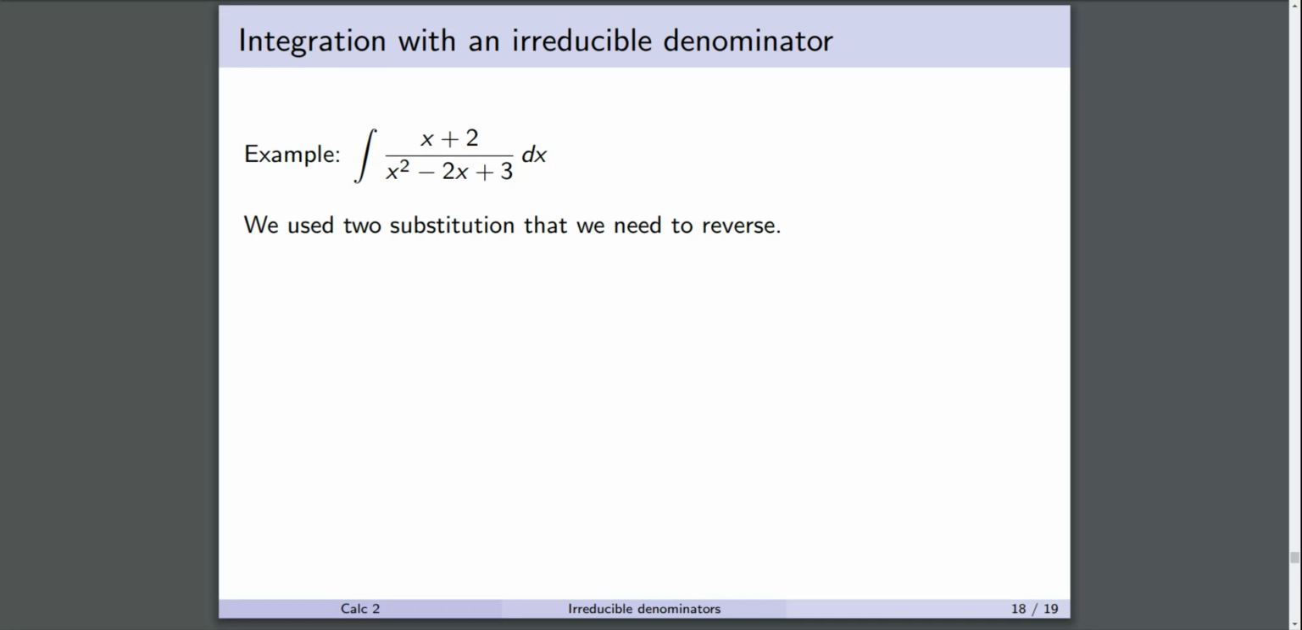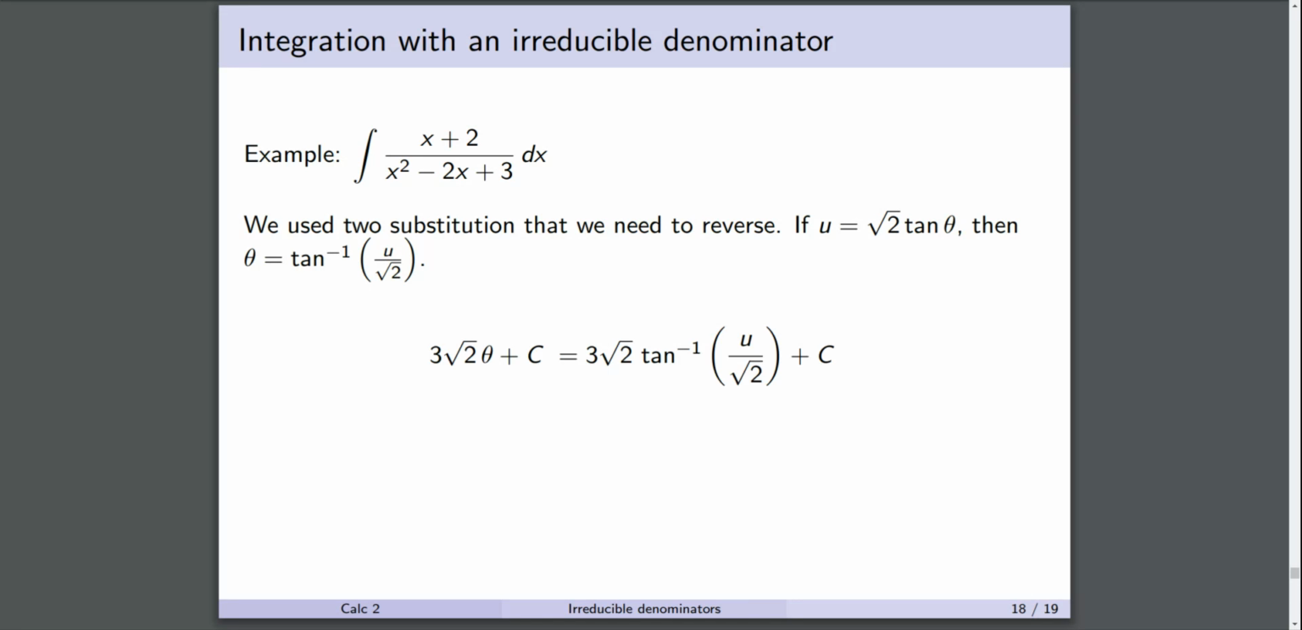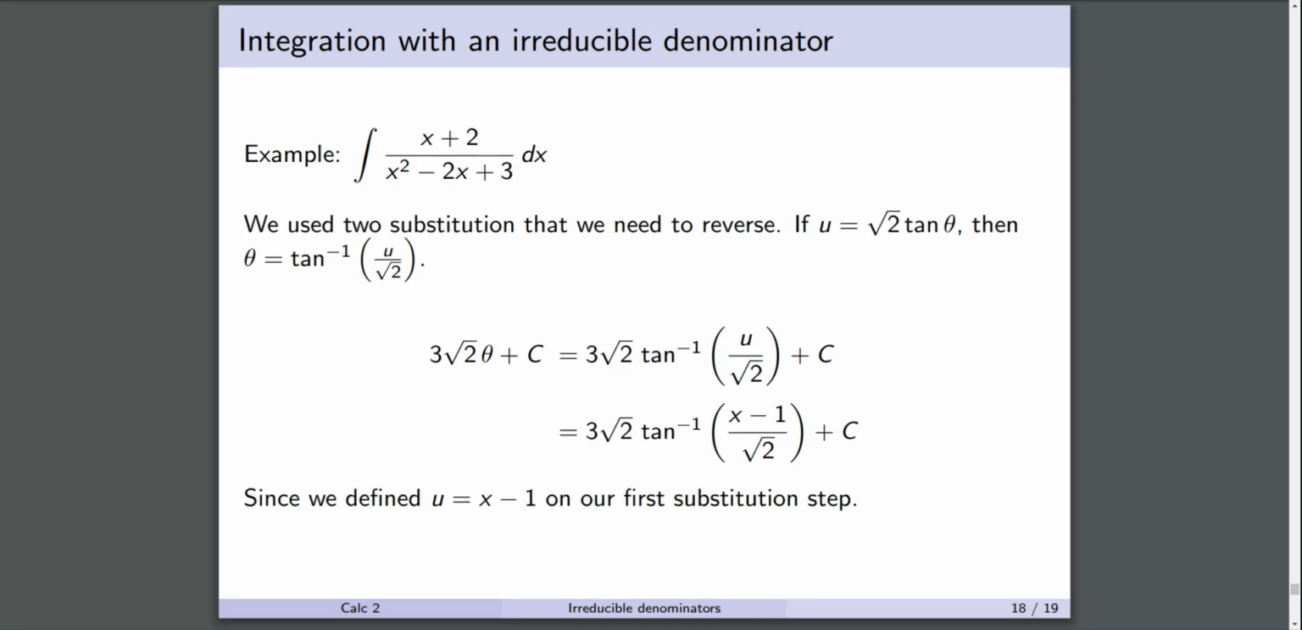I finish off this integral by reversing the substitution. Again, we had 2 substitution steps. So for the first one, I use theta equals inverse tangent of u over root 2. Plug that into our answer and we get the following expression. And I finish off by reversing the first substitution.